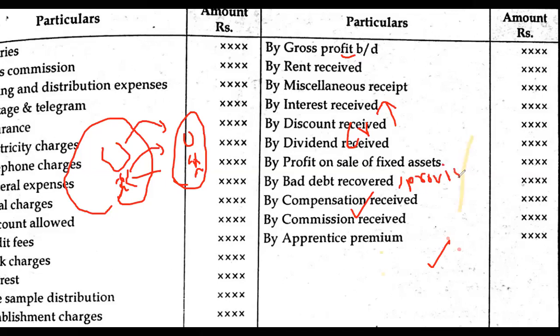Provision for bad debt. So provision for bad debt भनेको, यो भनेको bad debt recovered नै हो. Instead of bad debt recovered, it may be provision for bad debt also.